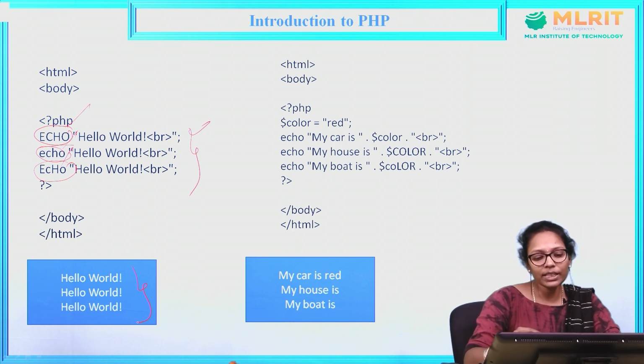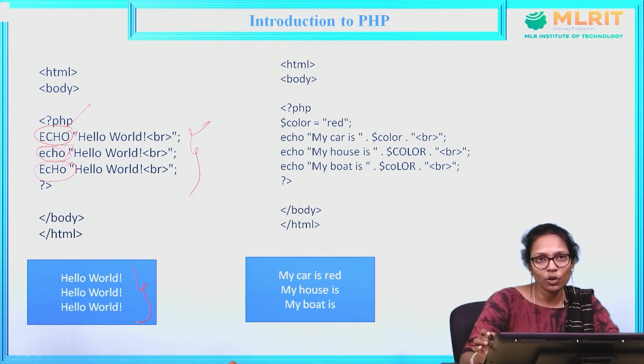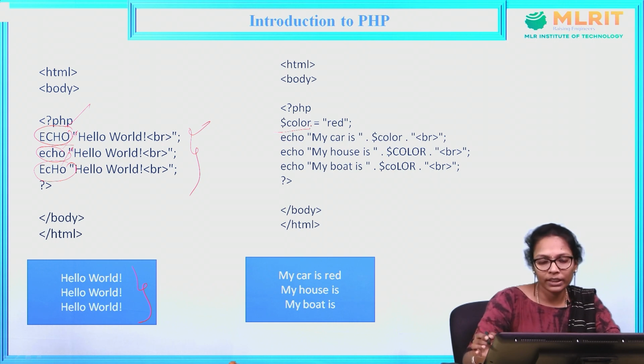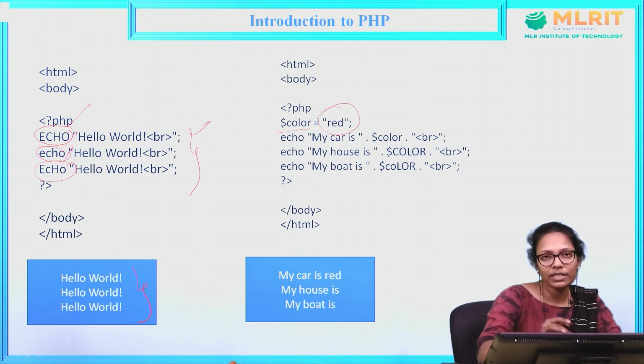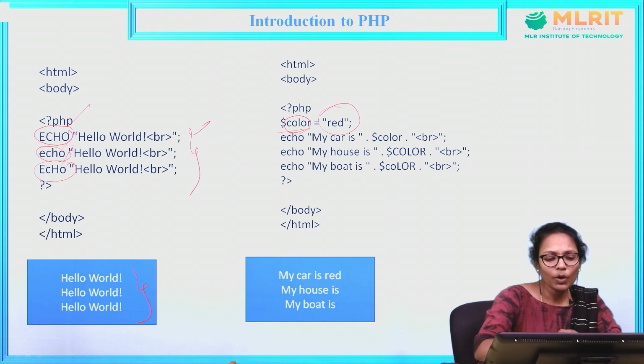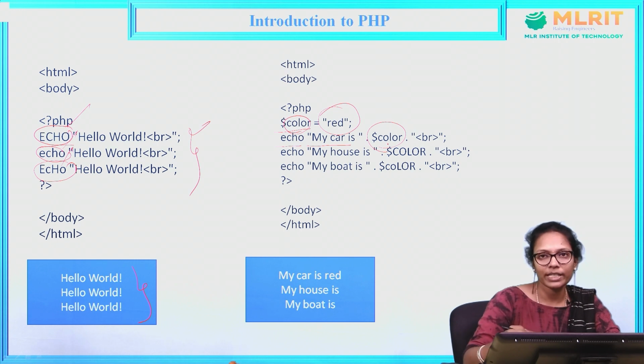Whereas here I am declaring a variable. In PHP, to declare variables, you use the $ symbol before the variable name. That we will discuss later. In this program, I am taking a variable called $color and the value of this $color is red. While declaring the variable, I am using all small case letters. Now I am printing this. What am I printing? Echo, my car is $color, as it is, all small case letters.